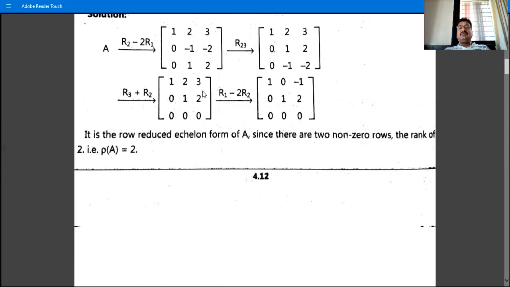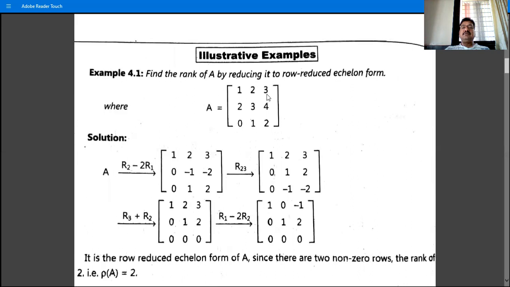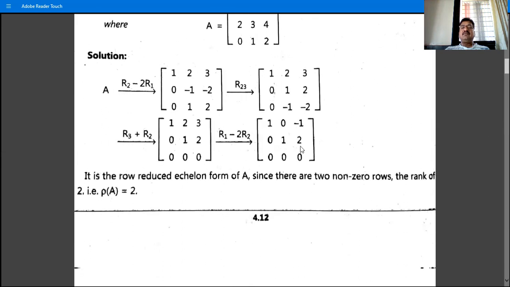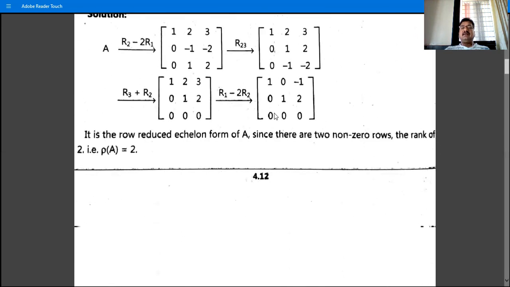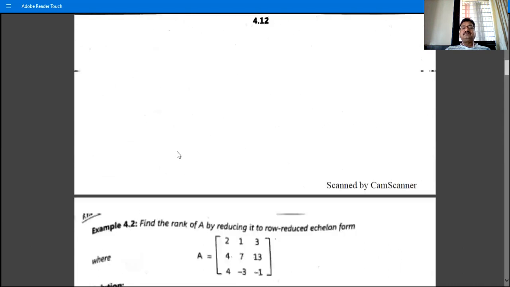Okay. So 2 and minus 2 are 0. And then minus 4 plus 3 is minus 1. So this is the reduced row echelon form of the matrix A. And how many non-zero rows are in this matrix? There are 2 non-zero rows, and therefore the rank of A is 2.